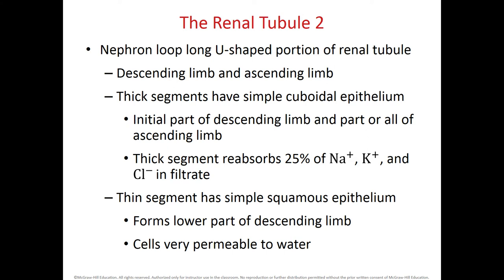Now, for the nephron loop characteristics, it has a U shape, and it has a descending and an ascending limb. Within this loop, we have a thick segment that has simple cuboidal epithelium, located at the initial part of the descending limb and part or all of the ascending limb. Within this thick segment, we reabsorb 25% of sodium, potassium, and chloride. And within the thin segment, we have simple squamous epithelium, located at the lower part of the descending limb, and here the cells will be very permeable to water.